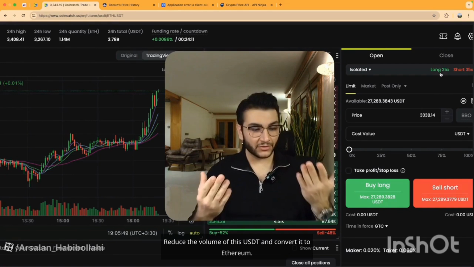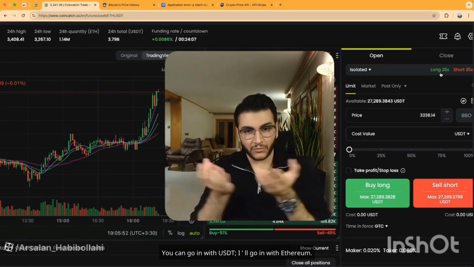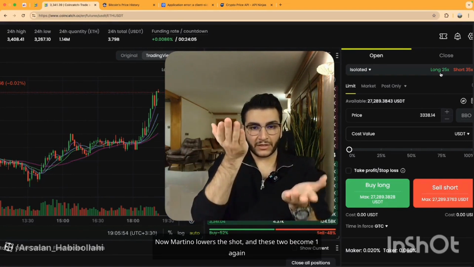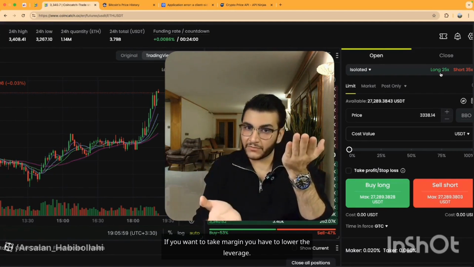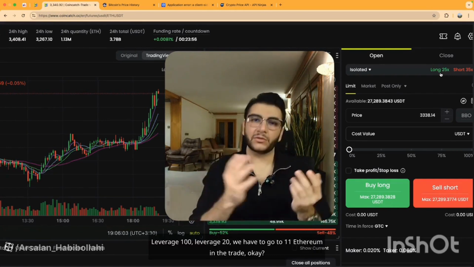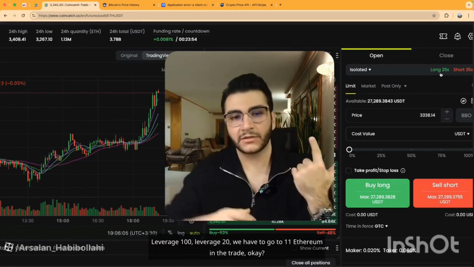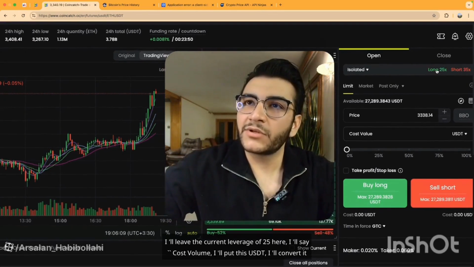Reduce the volume of this USDT and convert it to Ethereum. You can go in with USDT. I'll go in with Ethereum. I want to go in with 11 Ethereum. If you want to take margin, you have to lower the leverage. So, it doesn't matter. Leverage 100, leverage 20, we have to go to 11 Ethereum in the trade. Okay. I'll leave the current leverage of 25 here.